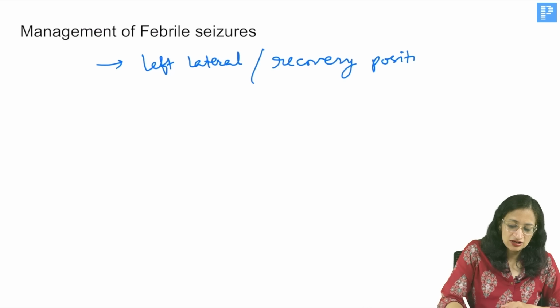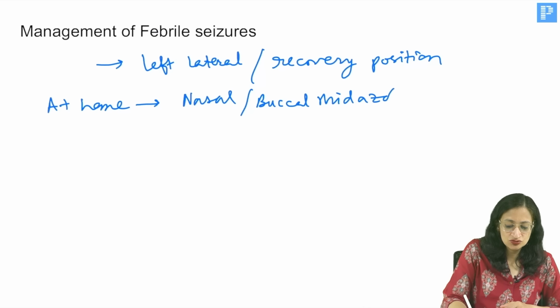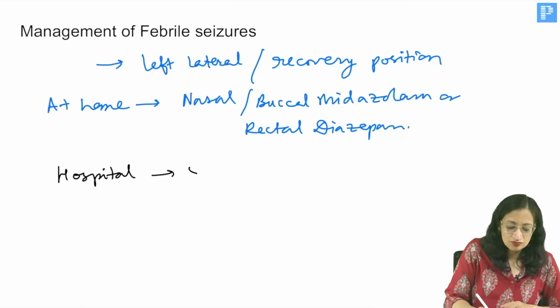And you may give, if the child is at home and the seizure is lasting for more than 5 minutes, you can give nasal or buccal midazolam. So midazolam sprays are available these days. You can use that, or you can use rectal diazepam. Okay, and if the child is in a hospital and the seizure is lasting for more than 5 minutes, you manage it like status epilepticus.